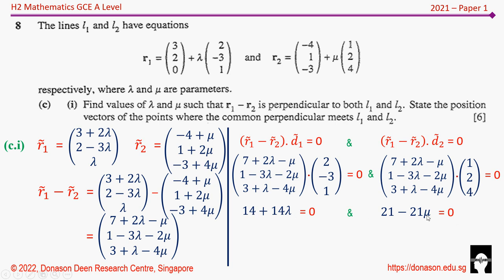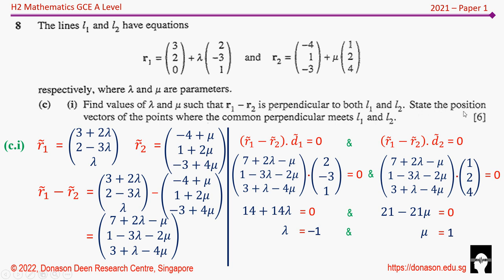And if you look at this, the only unknown is mu. So 21 minus 21 mu equal to 0 means mu should have the value of 1. So lambda should be equal to -1 and mu should be equal to +1. So these are the values of lambda and mu. Find the values of lambda and mu. So lambda is -1 and mu is equal to 1. We have done that for the first part.